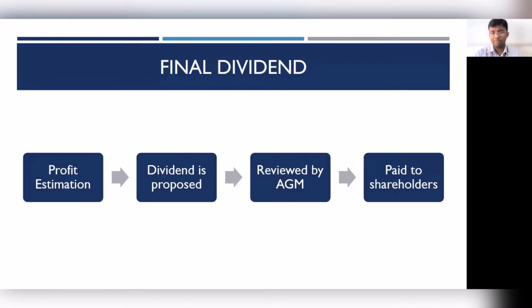Then, depending on how things turn out at the AGM, the company would go about declaring dividend for its shareholders. So this is the procedure that is followed with respect to payment of dividend in a company.